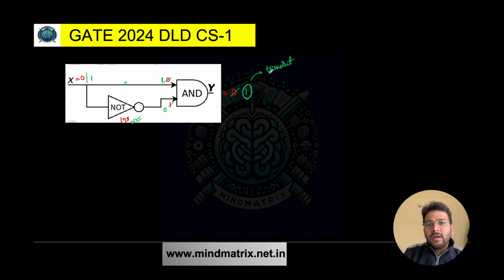Just for a temporary amount of time, the y value became 1, right? And then after that, when we are considering this delay, that means after 1 nanosecond, this value becomes 0. And then finally, again, we are going to get 0 here, and it is going to be permanent now. So just for some transient, that means for a temporary amount of time, the logic y became 1.